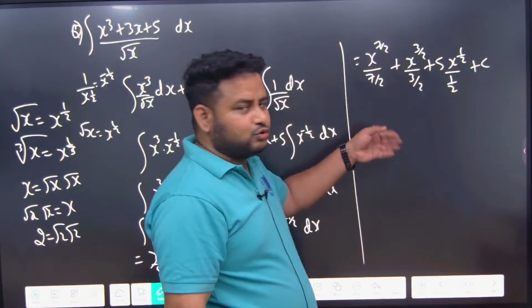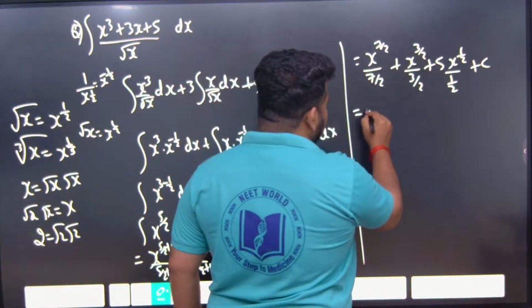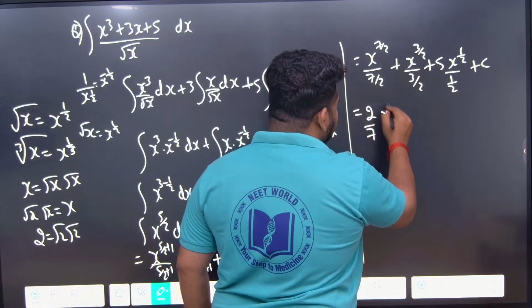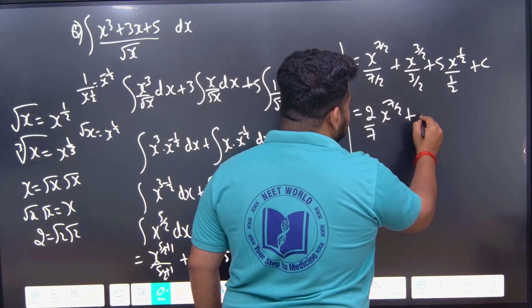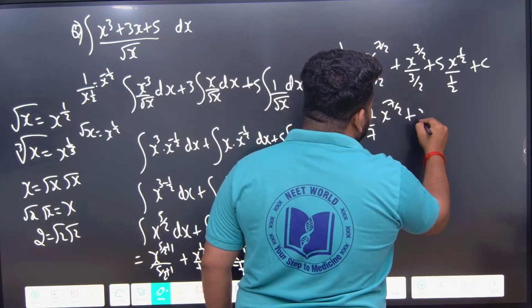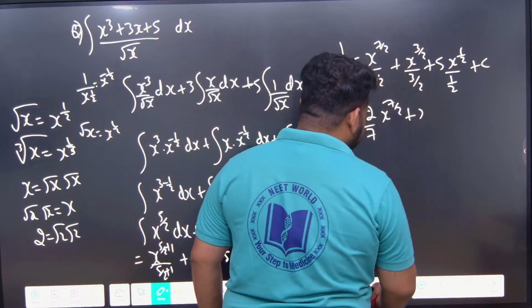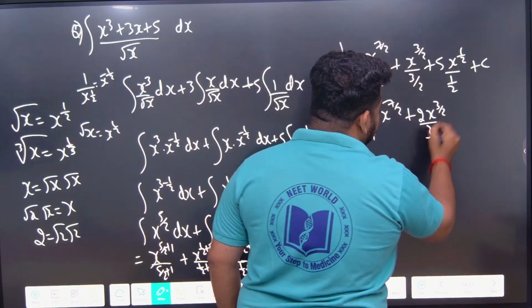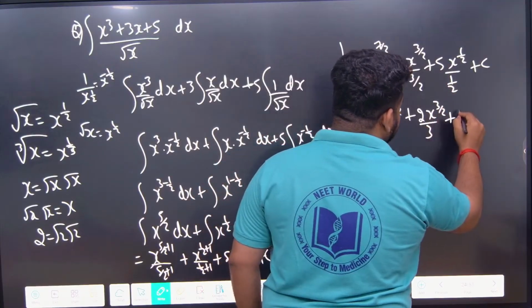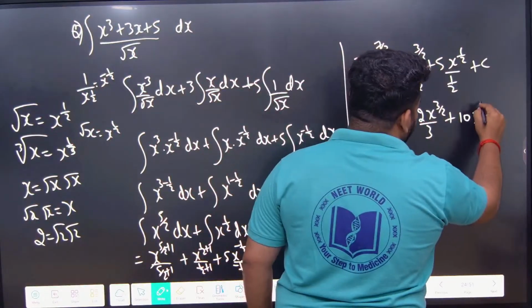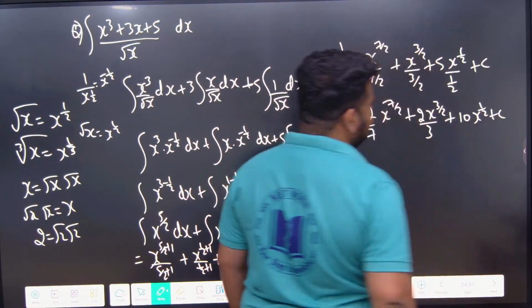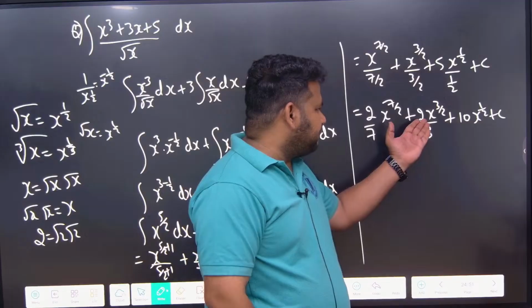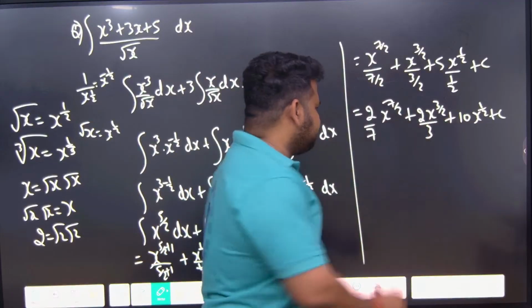Further I can simplify this, the 2 I can take up. So this will become 2 by 7 into x to the power of 7 by 2 plus 2 into x to the power of 3 by 2 by 3. This 2 will go up, means 5 into 2, that will become 10, 10 into x to the power of 1 by 2 plus c. So further I can simplify this x to the power of 1 by 2. This is the final answer.